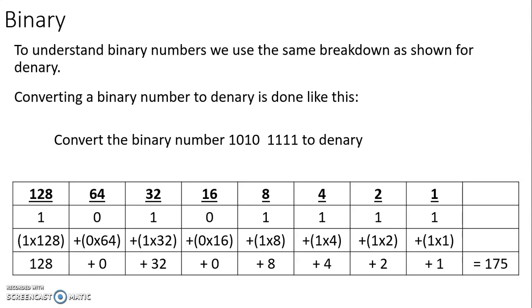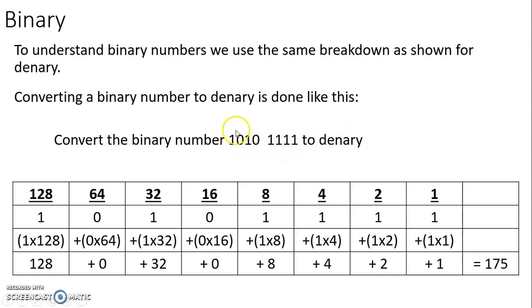Now converting a binary number to denary is done like this. So let's take an example, okay, a binary number of 10101111, and we want to convert it into denary or into decimal, okay. So along the top we have the 8 bits of our byte. So we've got 128, 64, 32, 16, 8, 4, 2, and 1. Okay, and these 8 bits represent a 1 byte number.